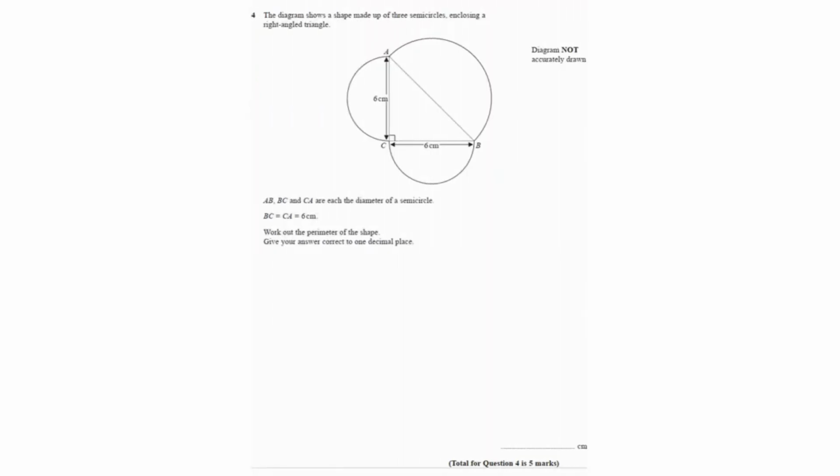Now this one is once again very similar. You must have noticed that the questions are pretty much similar. They're just using triangles and semicircles, or a triangle with a square. In this one, it says the diagram shows a shape made up of 3 semicircles, enclosing a right angle triangle. AB, BC, and CA are each the diameter of a semicircle. BC equals CA. Work out the perimeter of the shape. Give your answer correct to one decimal place.